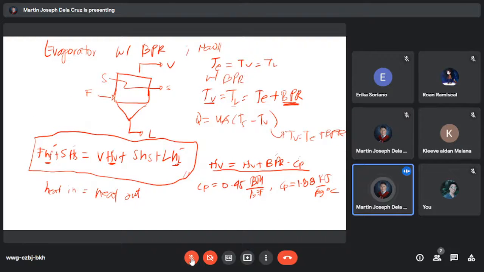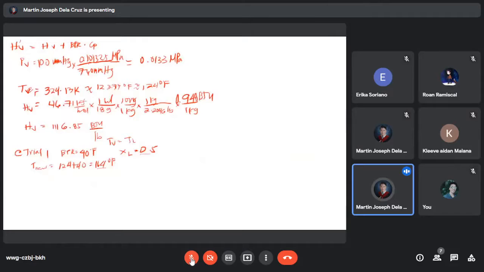So, try ko na lang yung akin, which is, I think I was able to get 73, class. So, my BPR new is 73 degrees Fahrenheit. So, magta-trial 2 ulit ako, since hindi sila parehas. So, trial 2 ko is T new is equal to 73 plus 124. This is 197.